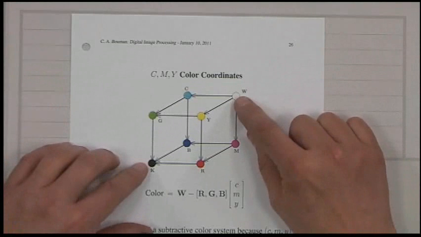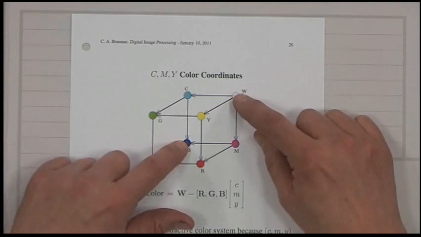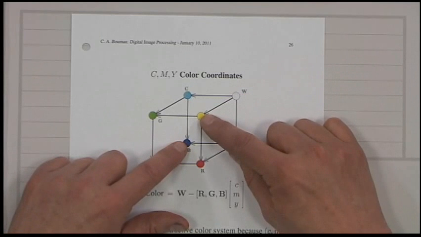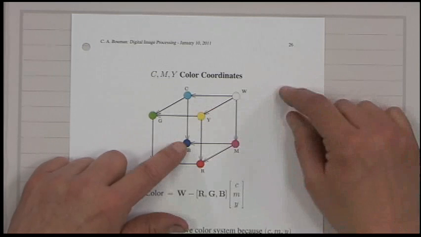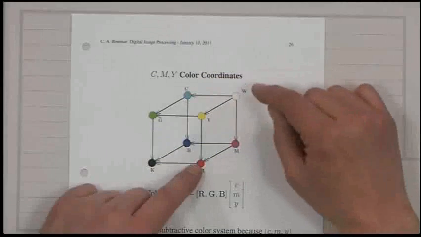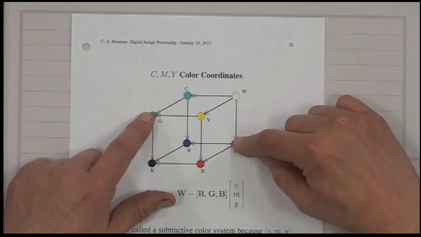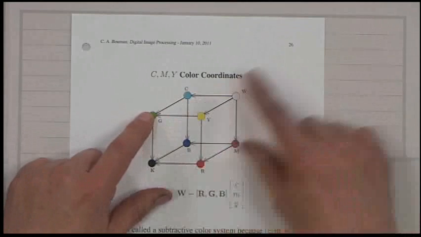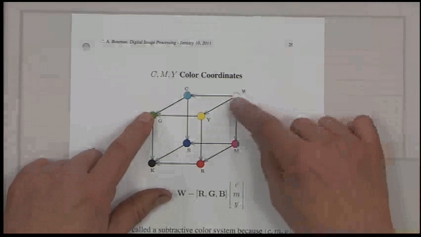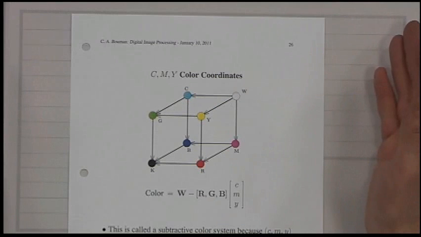But if you just take away the blue, you'll get yellow. If you take the blue out of white, you get yellow. If you take the red out of white, you get cyan. And if you take the green out of white, you get magenta. So you have this cube with 8 corners, 8 vertices. And white is what you get when you put nothing down on the paper.